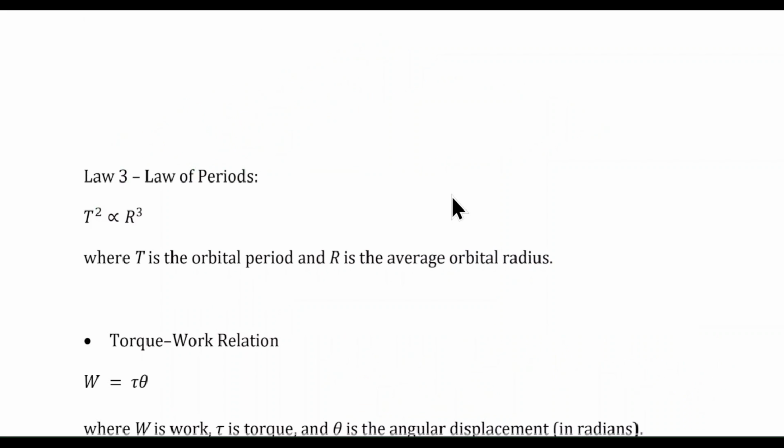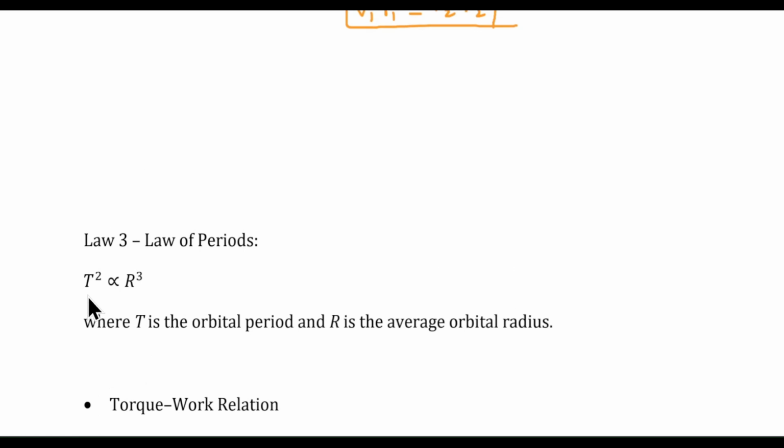And the third law says that T squared, the period squared, is proportional to r cubed for the planets, where r is the average orbital radius, also sometimes called the semi-major axis of the ellipse.